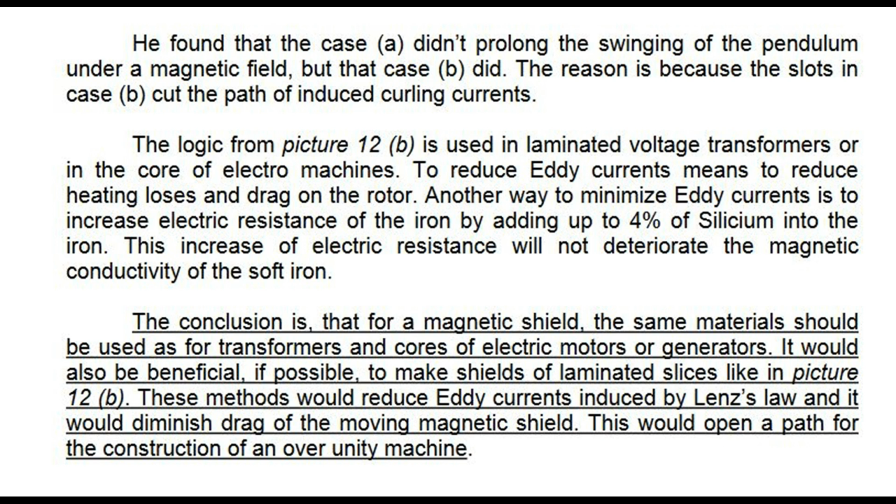Another way to minimize eddy currents is to increase the electric resistance of the iron by adding up to 4% of silicon into the iron. This increase of electric resistance will not deteriorate the magnetic conductivity of the soft iron. The conclusion is that for a magnetic shield, the same materials should be used as for transformers and cores of electric motors or generators. It would also be beneficial, if possible, to make shields of laminated slices like in picture 12, B. These methods would reduce eddy currents induced by Lenz's law and diminish drag of the moving magnetic shield. This would open a path for the construction of an overunity machine.